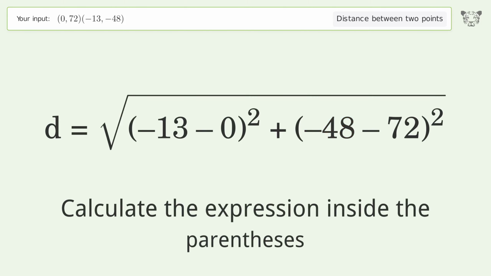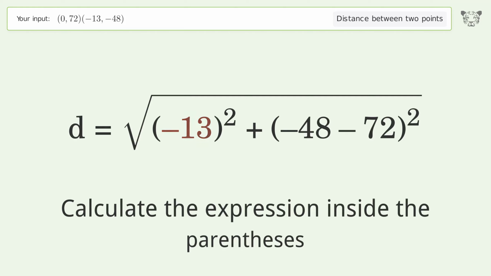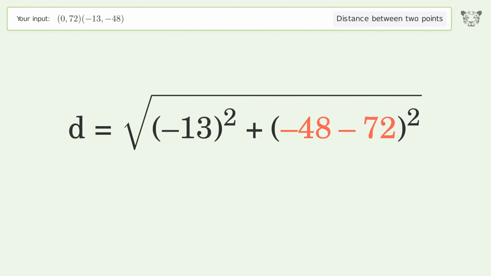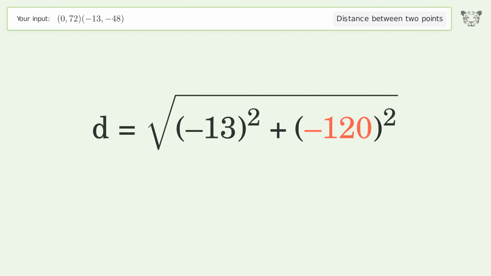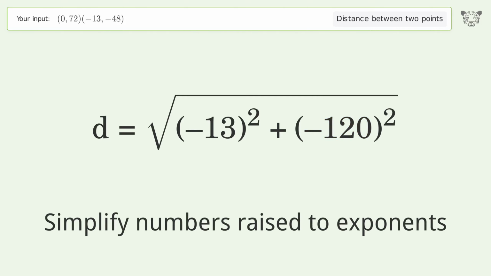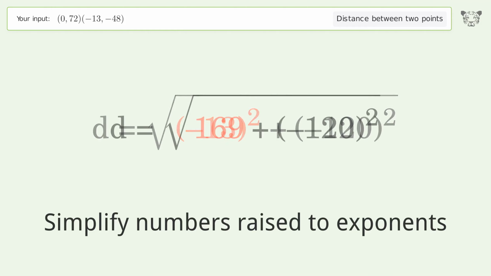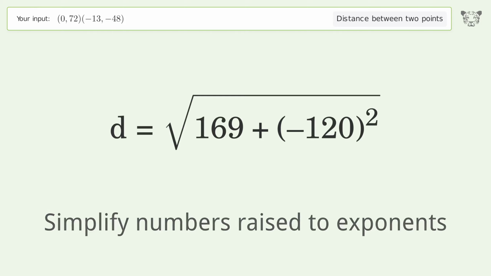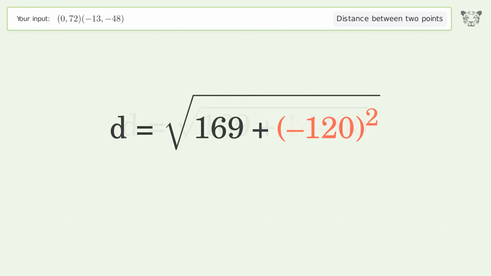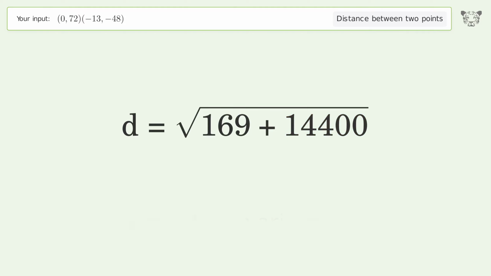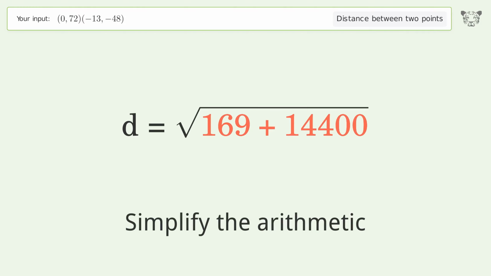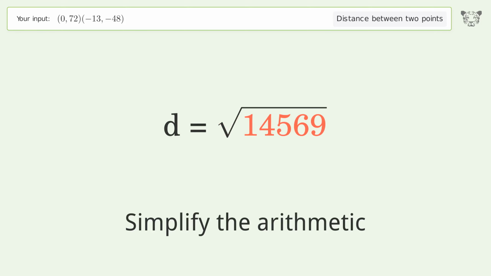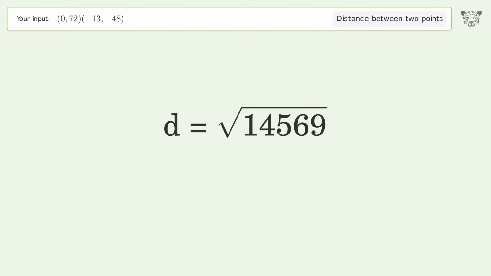Calculate the expression inside the parentheses. Simplify numbers raised to exponents. Simplify the arithmetic. And so the distance between the 2 points is the square root of 14,569, or 120.702.